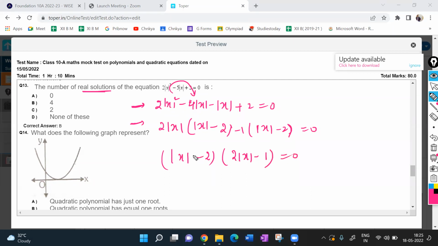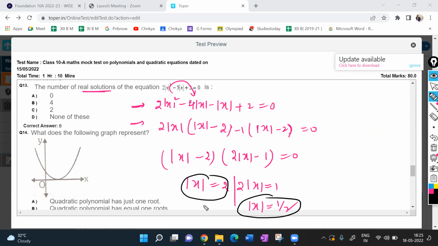Correct? Yes. So now modulus x is equal to what, beta? 2. And modulus of x is equal to what here? Is equal to 1. 2 times modulus x is equal to 1. So modulus of x is equal to 1 by 2. Correct? So I just got two values of modulus, which are 2 and 1 by 2. Now here, he is asking the number of real solutions of the equation. Real solutions. Now tell me, how many solutions am I going to have here?